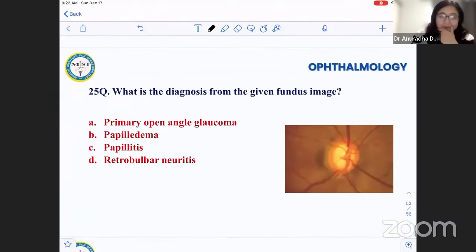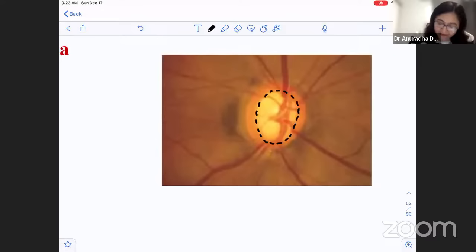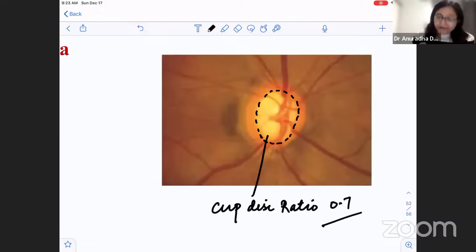Okay, right. So moving on to the last question of the session, what is the diagnosis from the given fundus image, beta? So look at the fundus image. So actually, mostly the optic nerve has been shown in this. So what is your diagnosis? So what do you see here? What you are noticing, beta, is that the optic nerve margins are fine, but see, a large optic cup. The cup disc ratio is nearly 0.7 in this case.